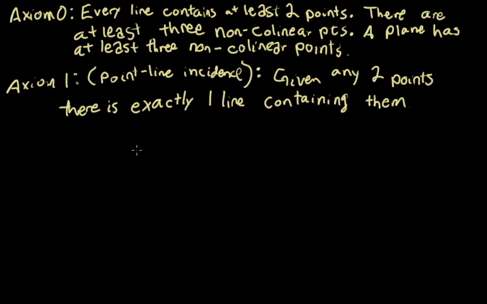Our second one, point line incidence. This is saying that, given any 2 points, let's say we have these points here and here, there is only one line containing those. That would be this line right here. So it's saying that we can't have some other line, like I'll do the wrong line in red. We can't have some other line like this that contains them. That line does not exist.